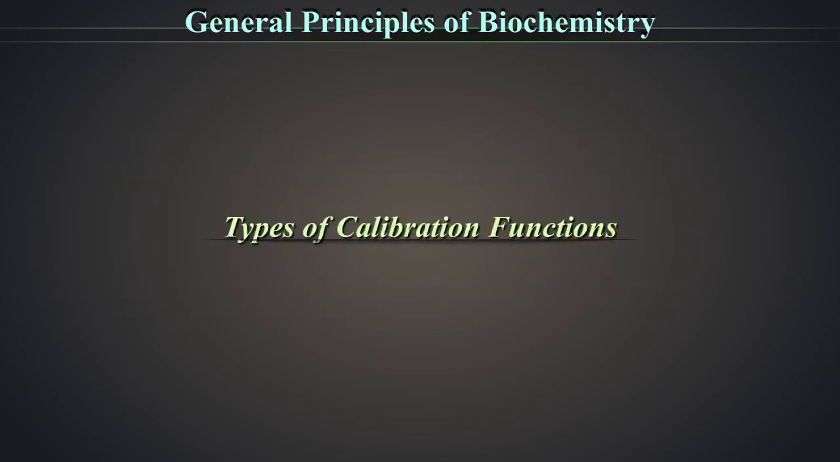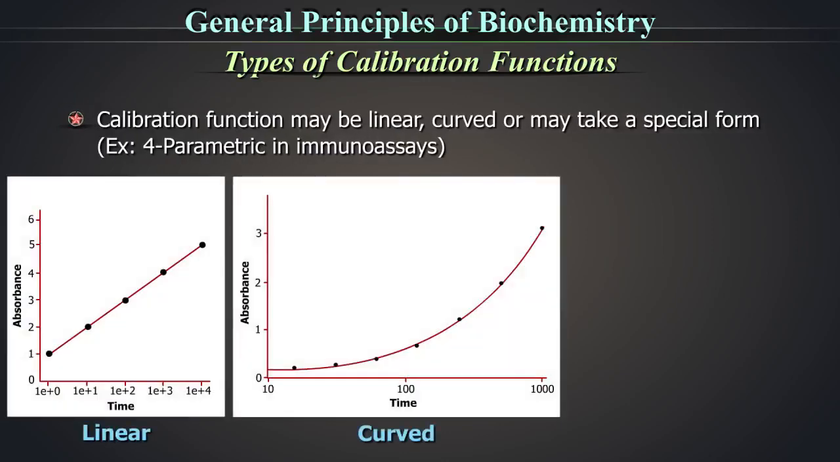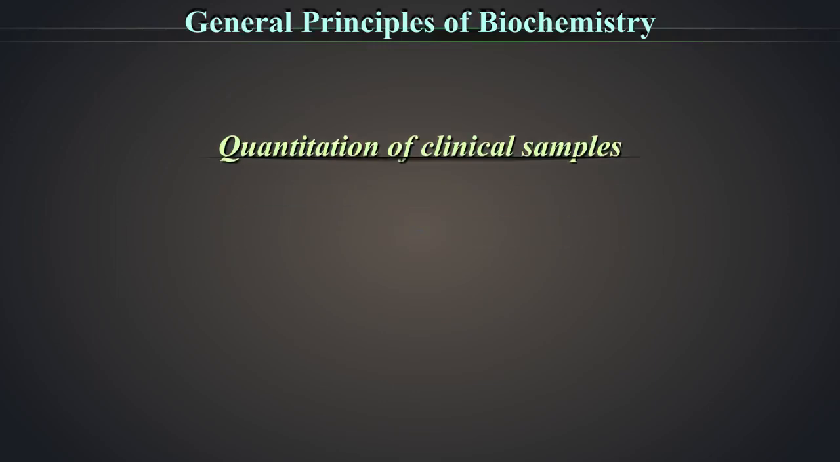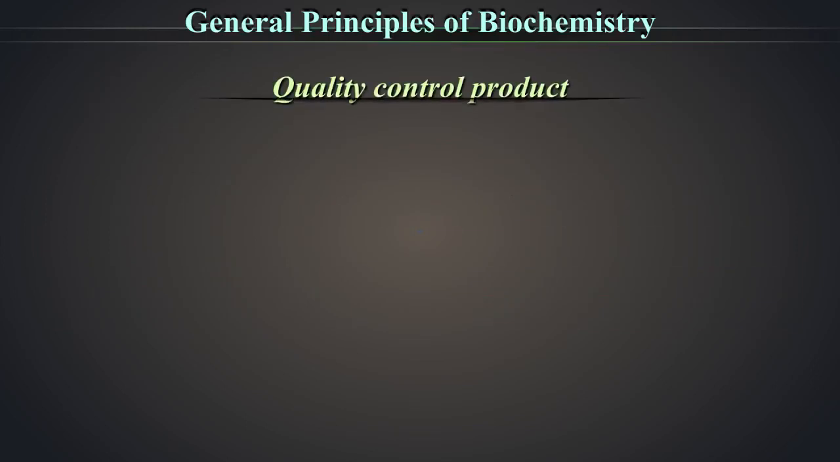Types of calibration function. The calibration function can be linear, curved, or may take a special form, for example, 4-parametric immunoassay. Quantitation of clinical sample. The calibration factor thus obtained is used to calculate the concentration of the unknown test samples after measuring their absorbance. The concentration of the unknown test is equal to the calibration factor multiplied by the absorbance of the test.